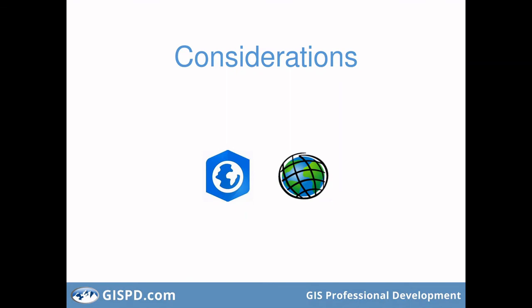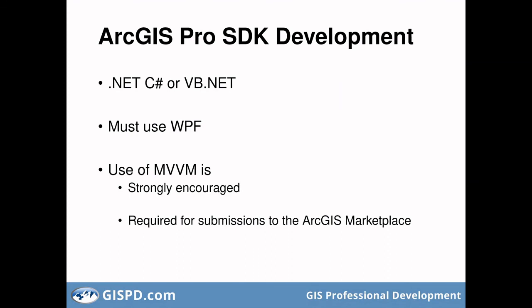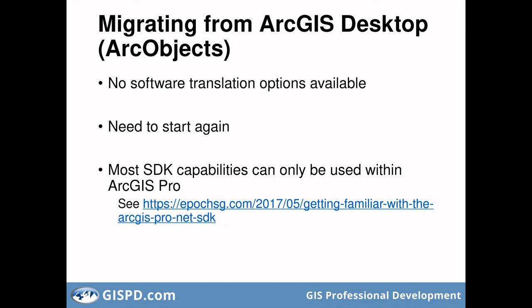Now I'd like to bring things to a close with mention of some considerations. As you've seen, the SDK is based on .NET, so you can only program with C# or VB.NET. You must use WPF, but the MVVM pattern is optional. It's strongly encouraged though, and required if you want to distribute your add-in through the ArcGIS marketplace. If you want to upgrade a desktop add-in, your only option is to rewrite it. And bear in mind that most SDK capabilities can only be used within ArcGIS Pro. You can't write standalone programs like you can with ArcObjects, the only exception being the core host programs I mentioned earlier, which work with the geodatabase and geometry SDK functionality.